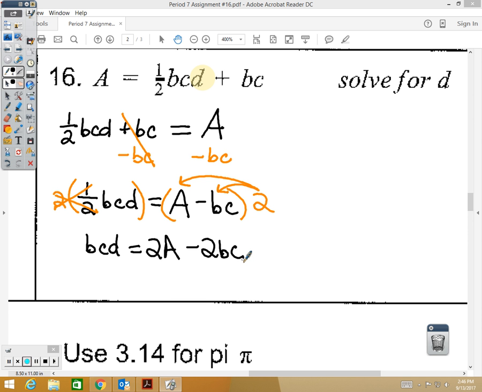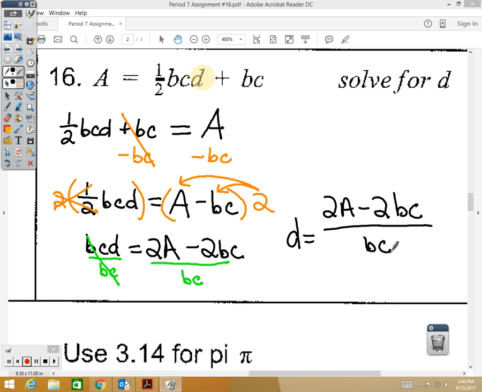Now I want to get rid of multiplying. Remember, I want D by itself. So I need to get rid of multiplying by BC, so I can divide by BC. Divide by BC. These are gone. And I'm left finally with D equals 2A minus 2BC over BC. You do this in grade 9.